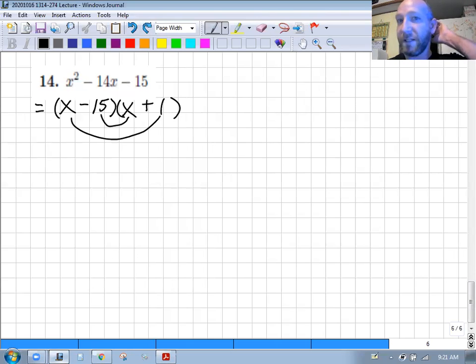Okay, so you have to pay attention to which one's positive and which one's negative. If I switch the positive and negative here, it wouldn't work out. I would end up with a positive 14x. Does that make sense, y'all?